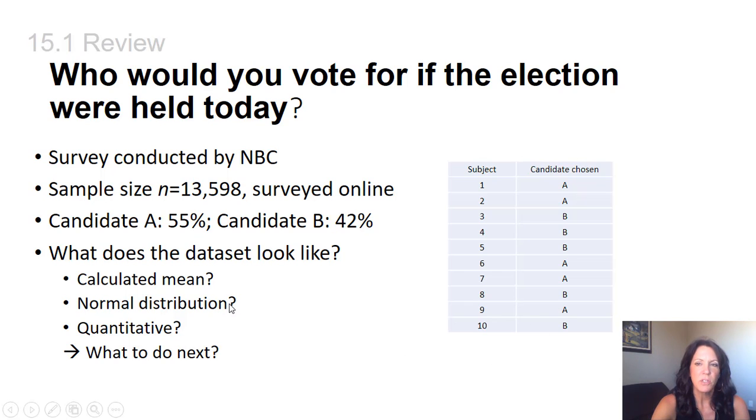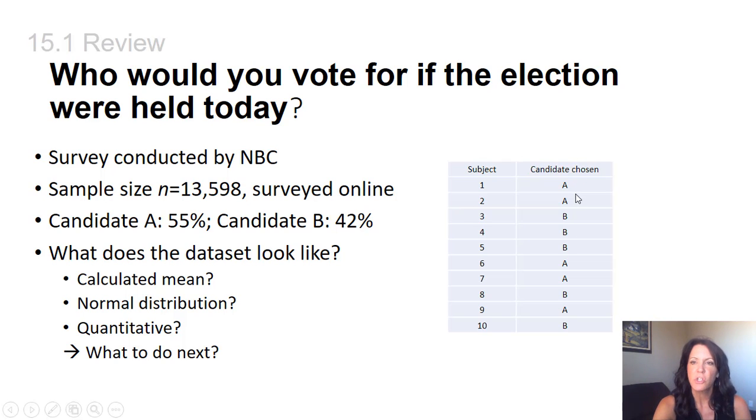Is it a normal distribution? Well, not really, because it's just basically a bar graph. How many people chose A and how many people chose B? That's going to be two separate bars on the graph. It's not going to be normally distributed. Is it quantitative? Well, no, these are letters that represent candidates' names. They don't represent a number.